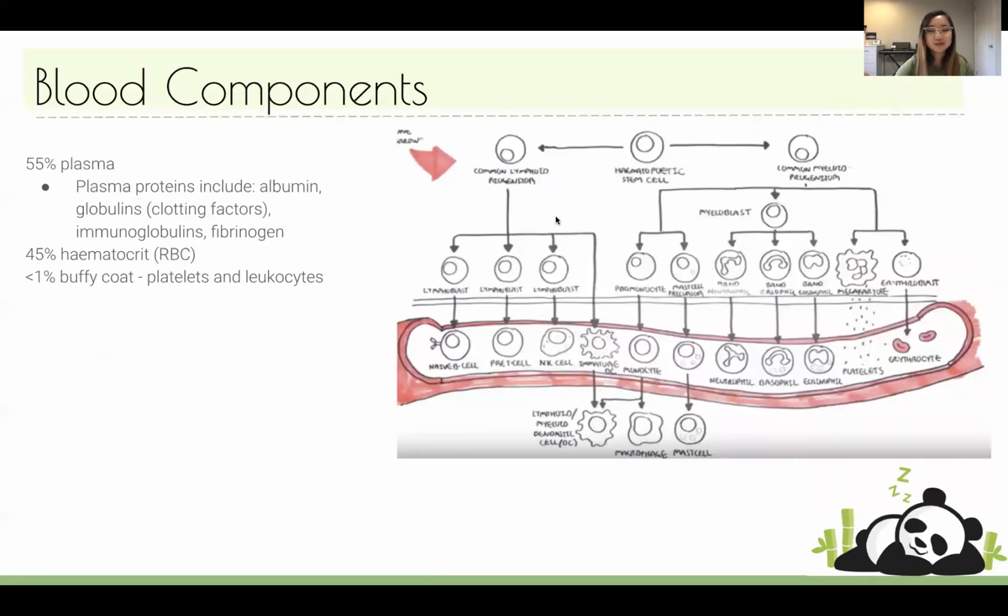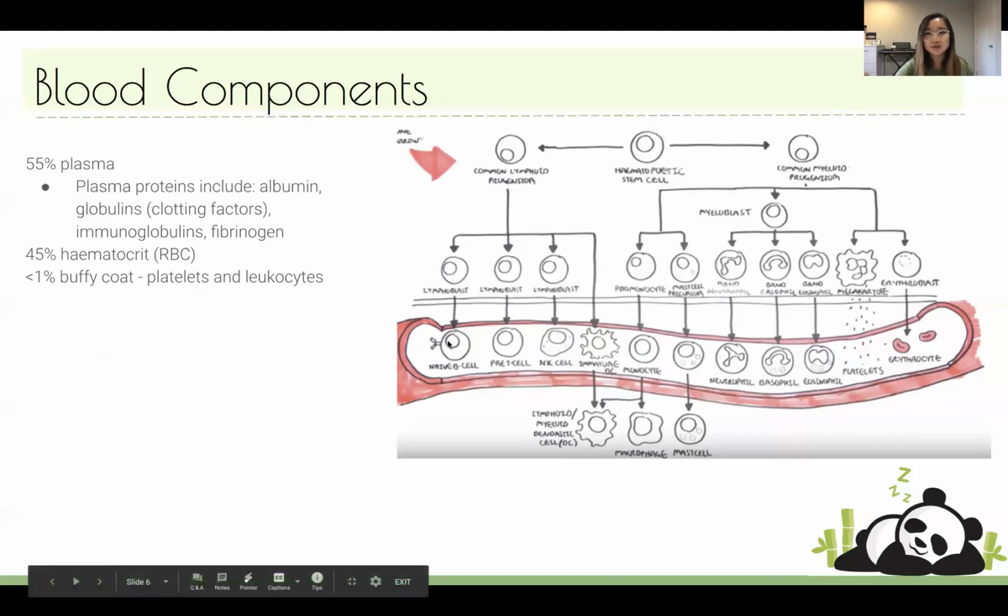So this is your blood components. 50% is plasma, so that's the fluid. They once asked us an exam question on what plasma proteins include. So you have albumin, you have globulins like clotting factors, you have immunoglobulins, so your antibodies, and you have fibrinogen, which is also part of clotting. You have 45% hematocrit, so that's just red blood cells. And then you have less than 1% of the buffy coat. So that's your platelets and leukocytes. So that's all of these guys here.